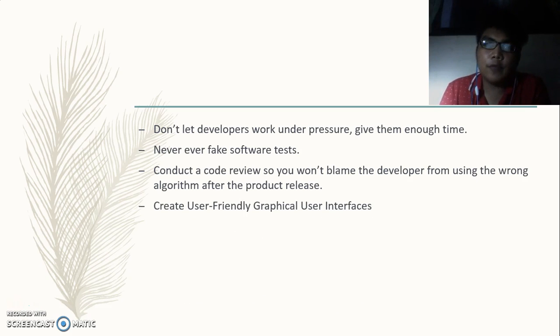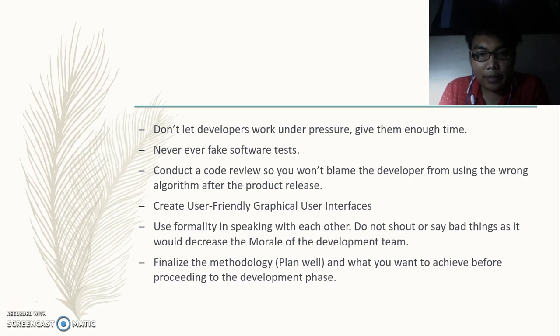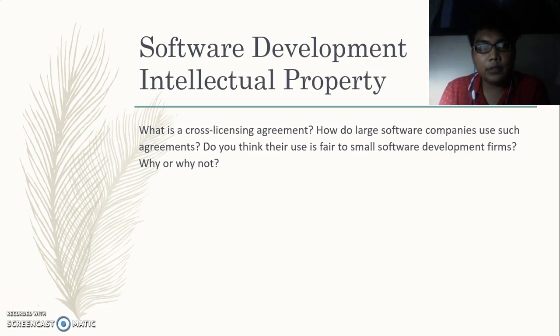Fourth is create user-friendly graphical user interfaces. Fifth, use formality in speaking with each other. Do not shout or say bad things, as it would decrease the morale of the development team. And finally, finalize the methodology or plan well and what you want to achieve before proceeding to the development phase. That is really important, so you won't fight in the middle. Plan it very well.